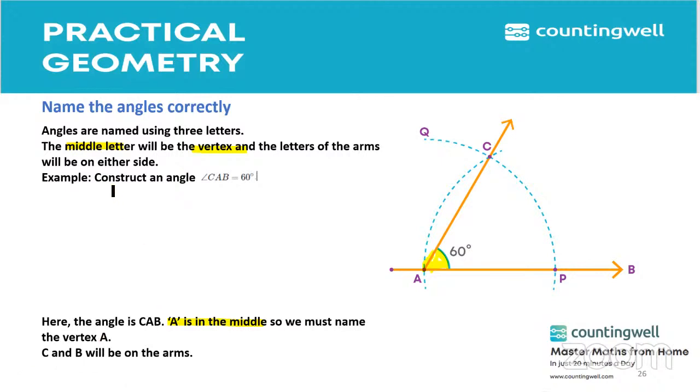So it depends upon which angle you are asked to construct. Whenever it is given like ABC equal to 60 degree, then 60 degree should be at vertex B. When CAB is equal to 60 degree is given, then the vertex A should have 60 degree on it.